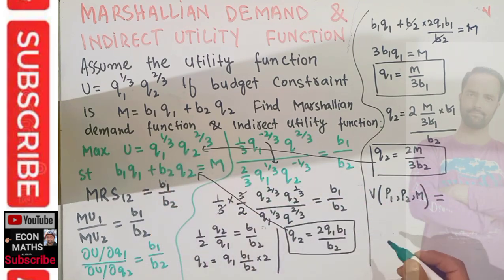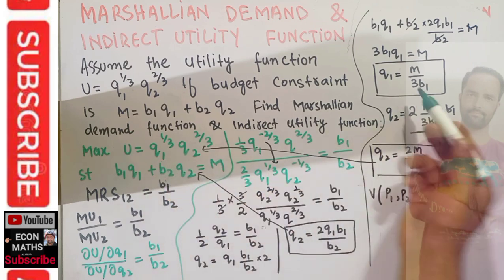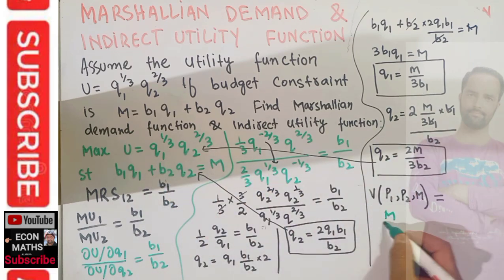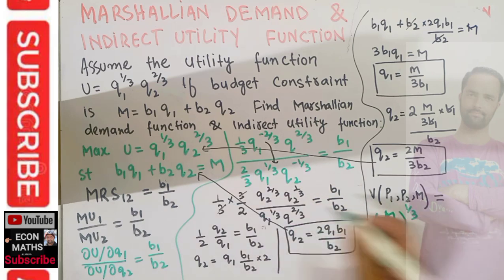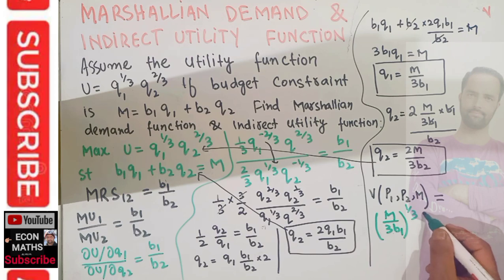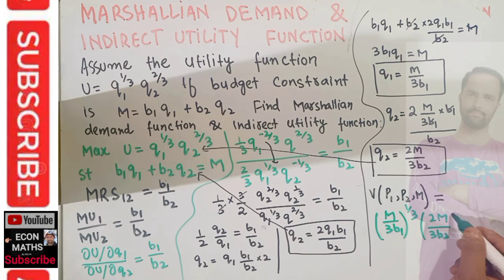Okay, so our indirect utility function will become, simply plug Q1 and Q2 into this utility function, we will get the indirect utility function. So in place of Q1 we have m upon 3B1 raised to the power 1 upon 3, and in place of Q2 we have twice m divided by 3B2 raised to the power 2 upon 3. This is our indirect utility function.